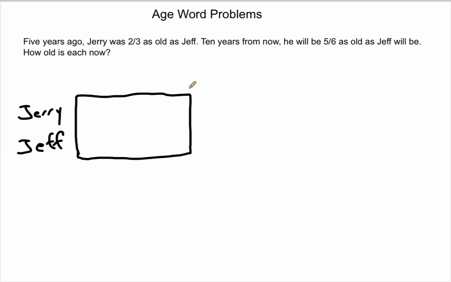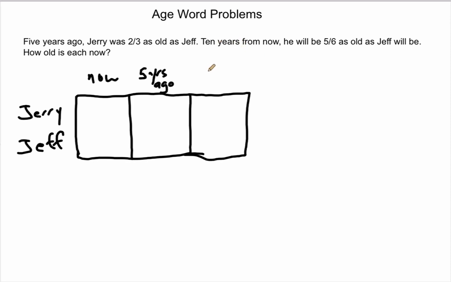So what I do just to keep it easier, and you don't have to do this, but I totally recommend it, there is no now time zone in this word problem. And so I recommend, okay, there is, in fact. Actually, the question is that. So we're going to have a now, then we're going to have 5 years ago, and then we're going to have 10 years from now.